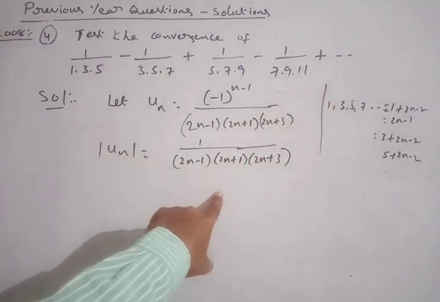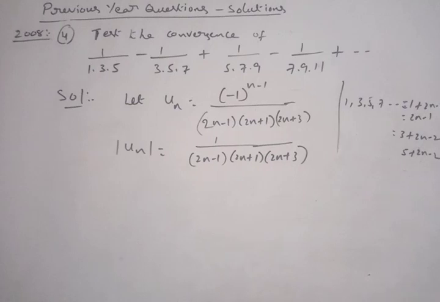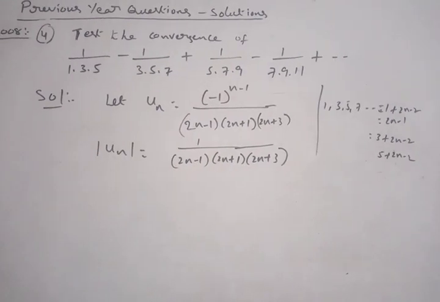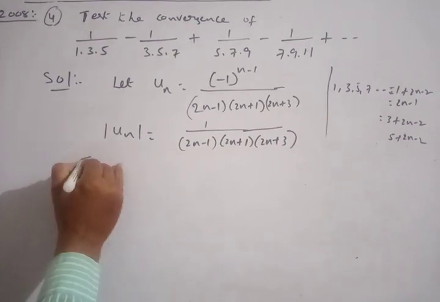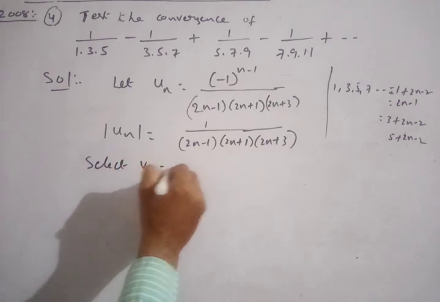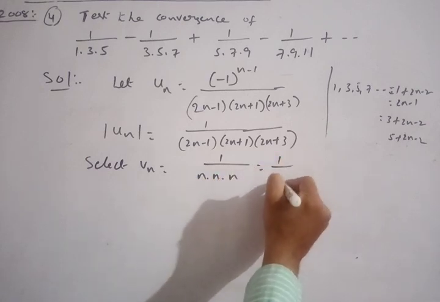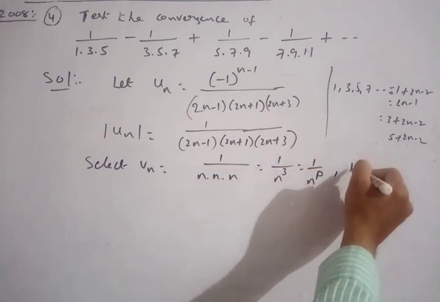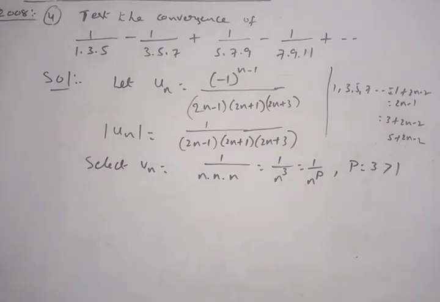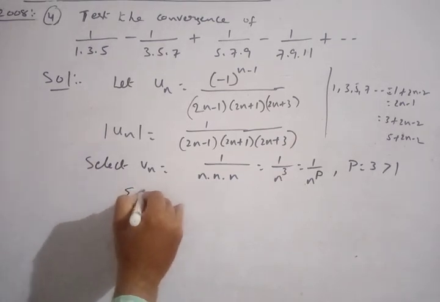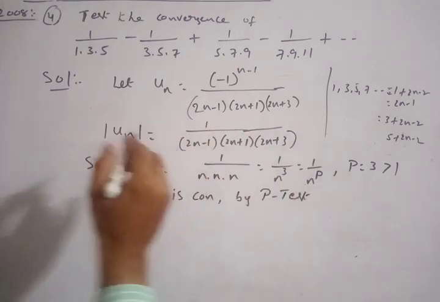Now which test is it? It is not in the form of r power n. It is not in the form of 1 by n power p. The next test is the comparison test, right? So in the comparison test, what we have to do? You need to calculate Vn, right? In the comparison test, we need the Vn value. So what is the Vn value here? So select Vn. Vn is equal to the highest nth term. How many n's do we have? 3 n's are there. So 1 by n cube, 1 by n power p. P is equal to 3, which is greater than 1, right? So therefore sigma Vn is convergent by which test? By the P test. Correct?